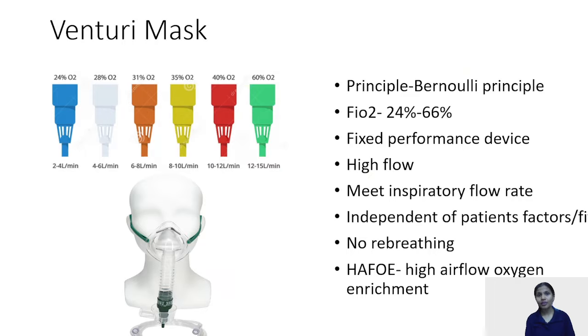Next, and one of the most important, is venturi mask. What is venturi mask? It is a high flow device and it is a fixed performance device. Capacity. The capacity of venturi mask is only that much of the mask that is present over the mouth. That is a low capacity device. And lastly, it is patient independent. It is patient independent because the flow rates that come from this device are very high than the patient's peak inspiratory flow rate. And thus the requirement of the flow rate is met when we use these Venturi masks.